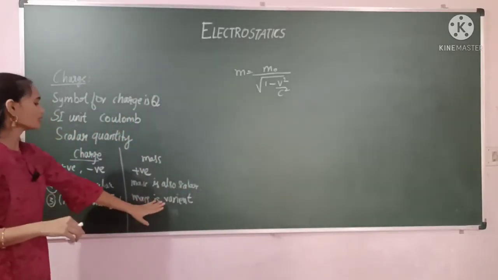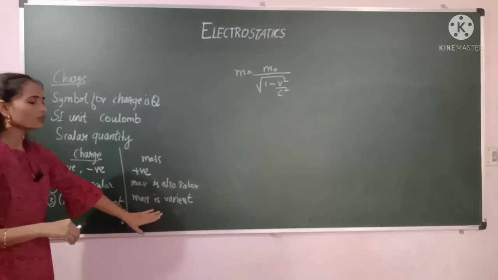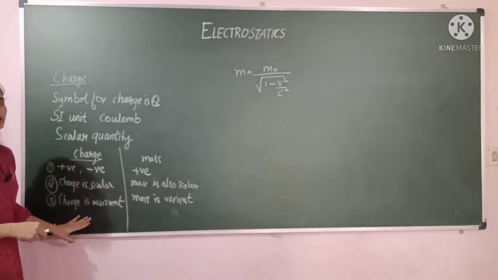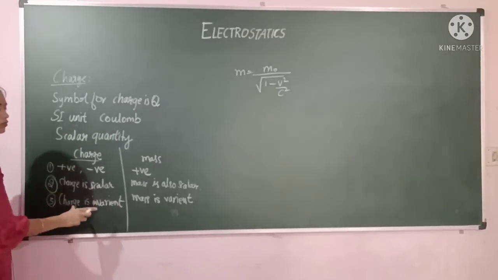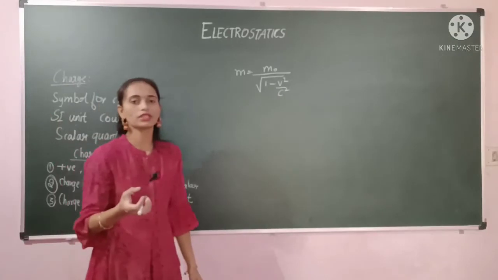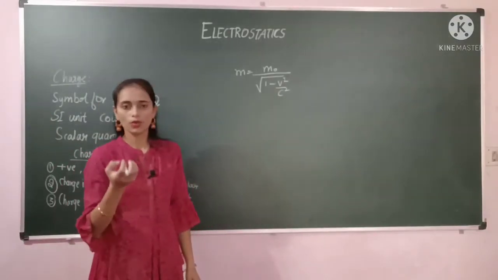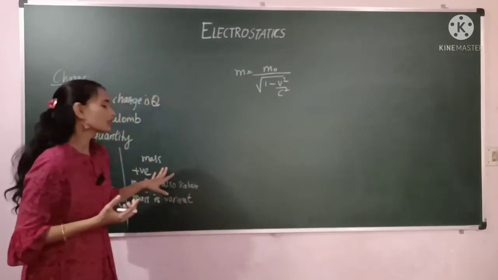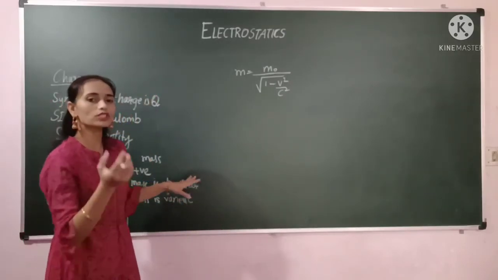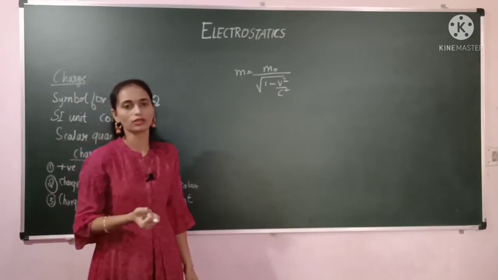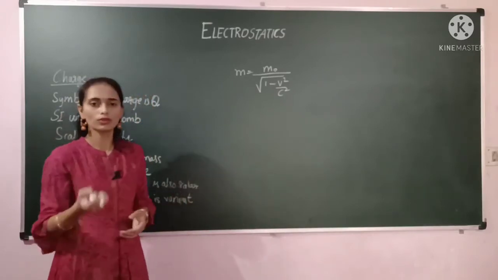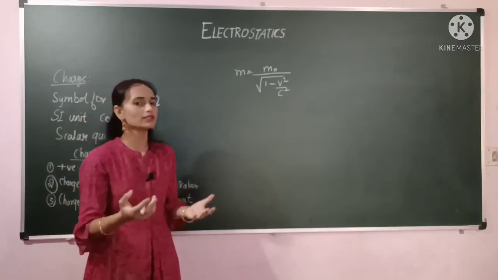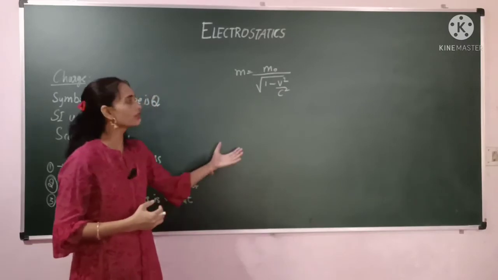Charge is invariant, mass is variant. Because of mass, which field is created? Gravitational field. Because of charge, which field is created? Electric field. In the electric field, the electric force experienced can be repulsive as well as attractive. But the gravitational field creates a force which has only attractive nature. Electrostatic force has both attractive as well as repulsive nature. That we will study in the next topic.